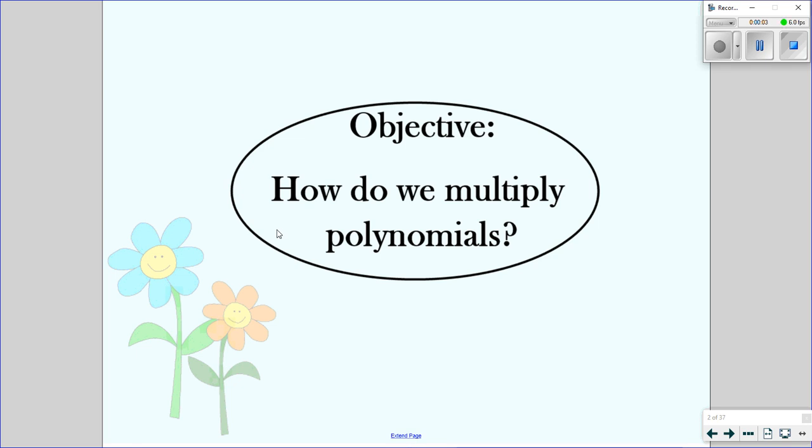Hi, welcome to our next lesson. This lesson will be dealing with multiplying polynomials and special cases that deal with polynomials. So the objective is, how do we multiply polynomials?